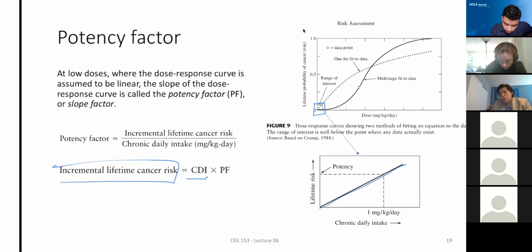Mostly, the chronic daily intake, CDI, is given to you. The potency factor is determined experimentally, or it's something you'll know in this class. You'll know it from a table, and then you'll be able to calculate. If you don't know it from a table, you will know it from this graph. That graph data will be given to you. Okay.